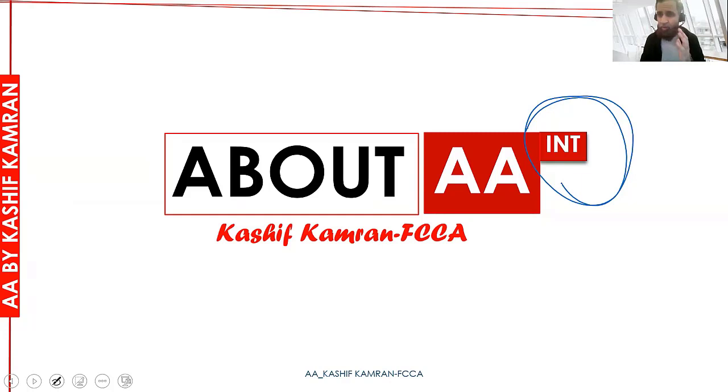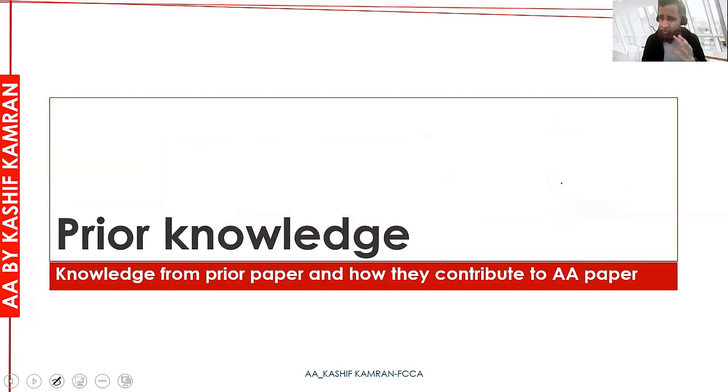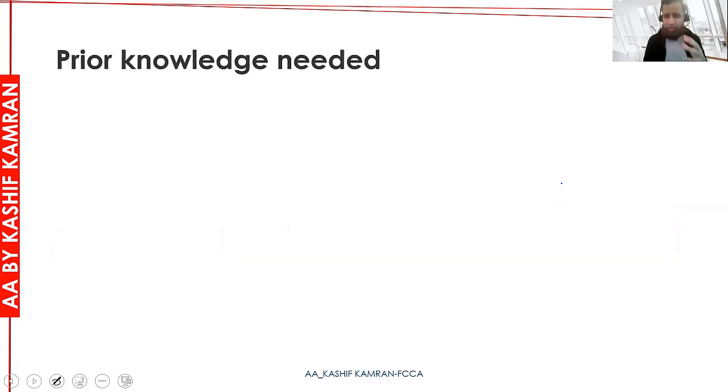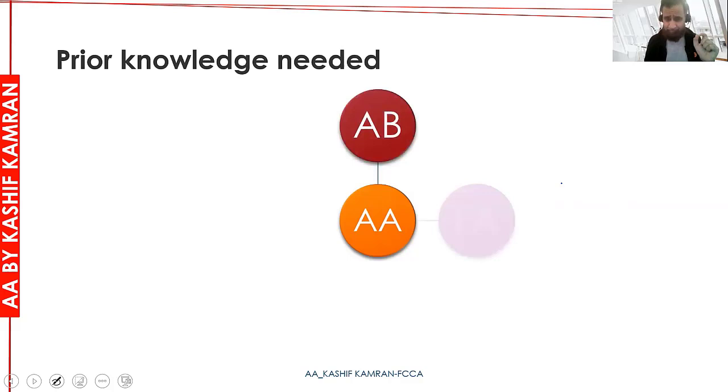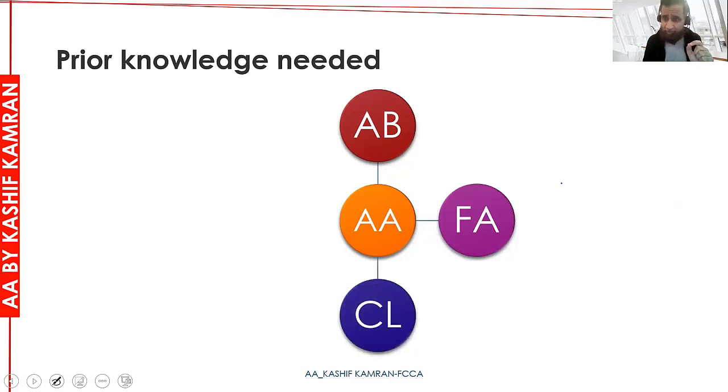Okay. Let's see what sort of prior knowledge you need as a student when you're preparing yourself for the AA paper. What sort of knowledge you should have in your mind from your prior papers at the applied skill level or at the applied knowledge level. Now, in terms of the prior knowledge, when you look at the AA paper, the AA paper requires the prior knowledge of four papers. And I'll clarify what sort of knowledge is required. The AB paper, the accountant in business paper, the FA paper, the financial accounting paper, the corporate law paper, the law paper, and the financial reporting paper.